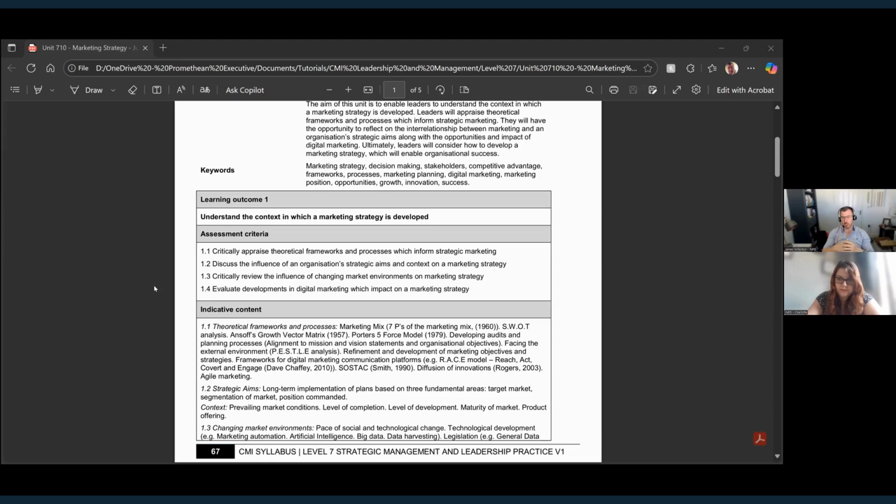Okay. And then in 1.4, the question is to evaluate developments in digital marketing which impact on marketing strategy. So these are looking at the tools, approaches, and techniques you have in digital that might impact how we do marketing strategically again. But you're asked here to evaluate those developments. So this is where you're going to look at the pros and cons of each development, but you're going to have a judgment on each of them.